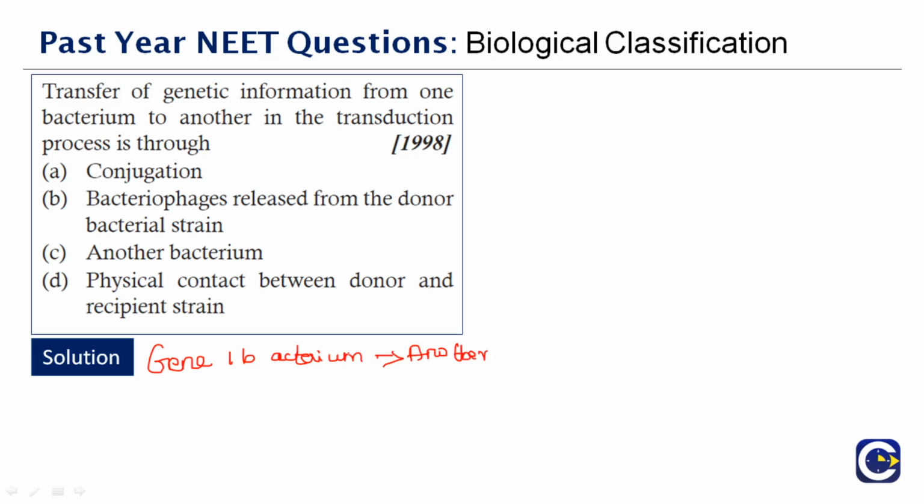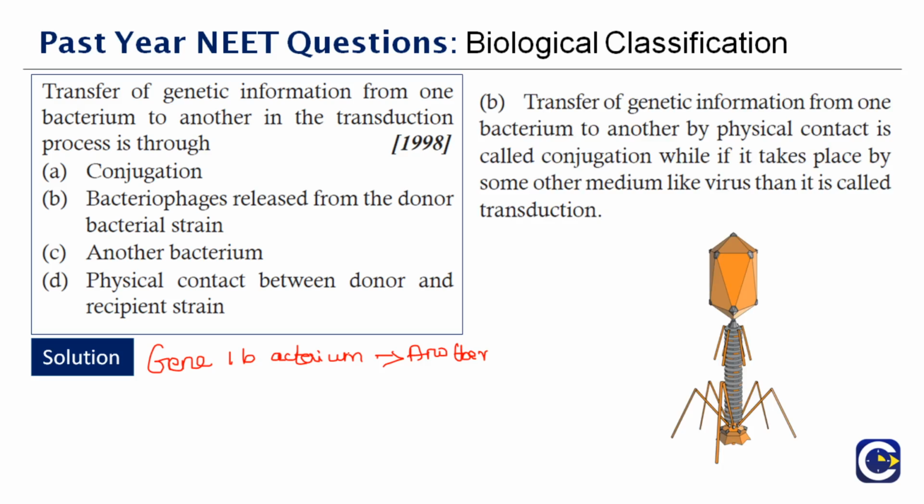It can happen by physical contact. When it happens through physical contact, you call that process conjugation. That's something which will happen naturally. But when you are transferring manually or artificially, you will call that transduction. So what is the right answer here? Bacteriophages released from one donor bacterial strain. Therefore, the correct answer is option B, where you have a picture on your right side showing a bacteriophage. This is how a bacteriophage structure will look.